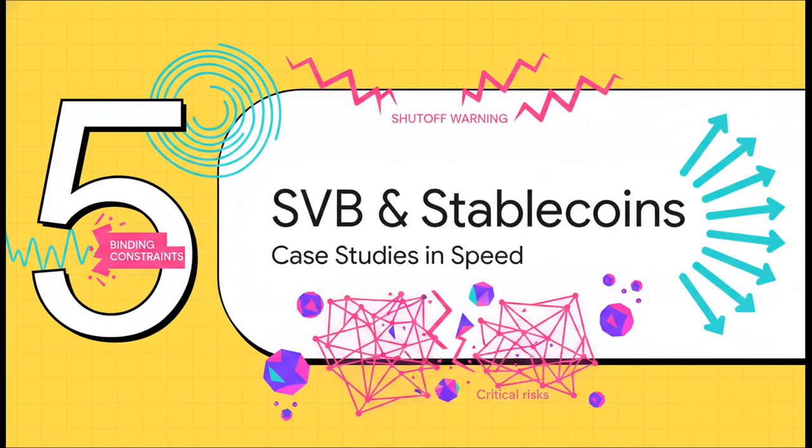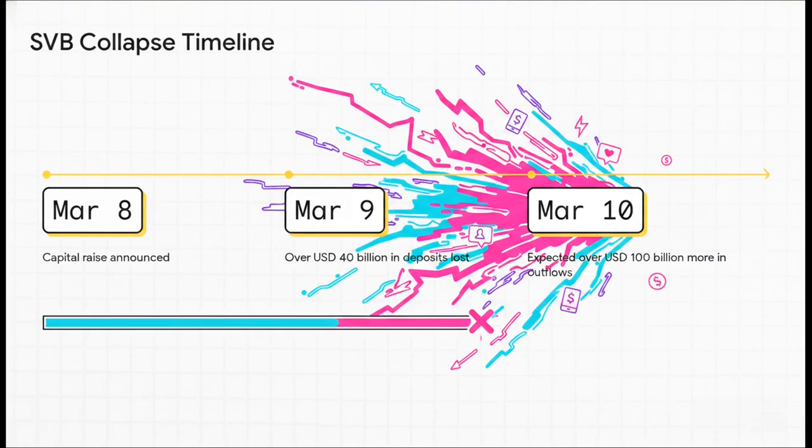Part 5. SVB, Stablecoins, and Speed. So what is the terrifying reality when those digital constraints suddenly bind and confidence just vanishes? The collapse of Silicon Valley Bank in 2023 is the perfect case study. See, SVB wasn't about banks multiplying reserves too aggressively. It was all about digital speed.